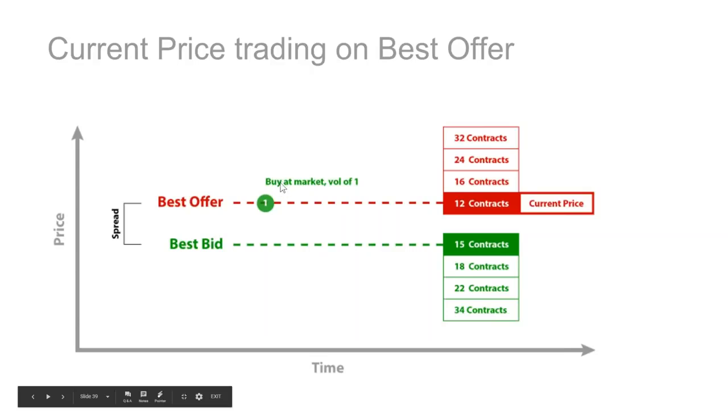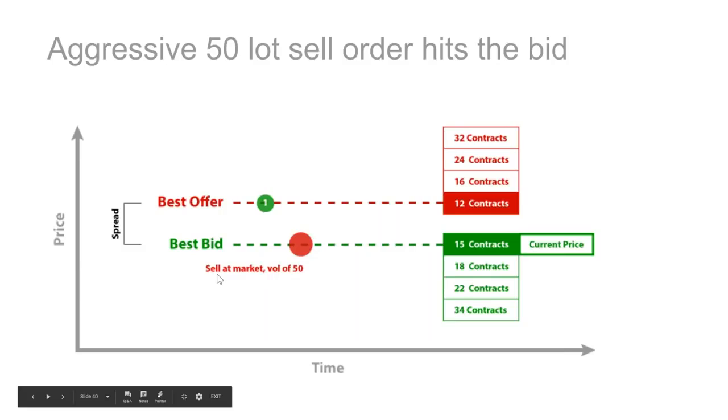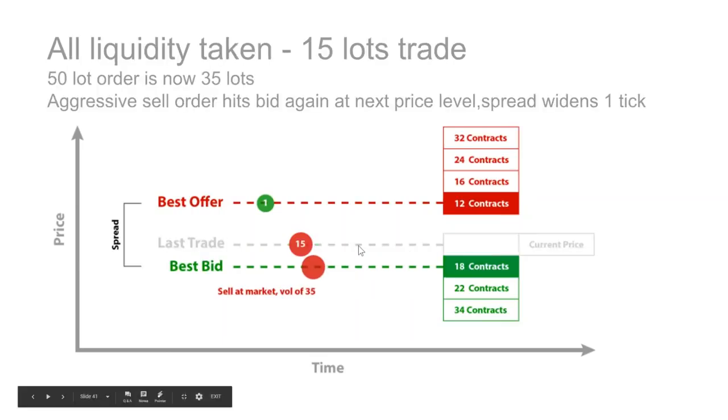So here's an example. We'll start off again here. Here's our market buy with volume of 1, but now you can see we have a market sell with a volume of 50. So what occurs? They're hitting the bid with 50 contracts. We have 15 contracts on the best bid at this point. Well, it sweeps through that 15. So 15 trade. That is the last trade that took place here, and it is still the current price.